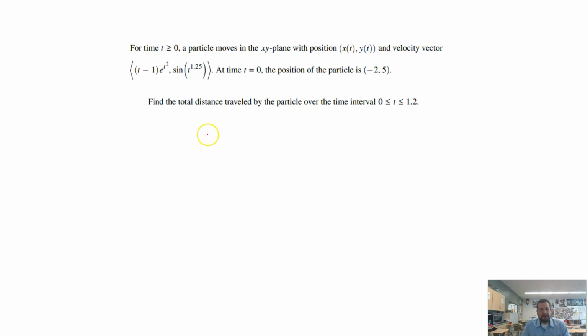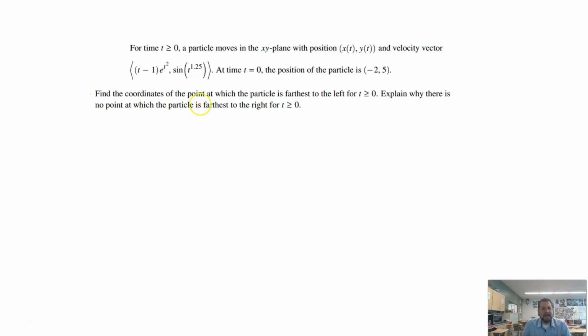Letter B wants to know the total distance traveled by the particle from time equals 0 to 1.2. Because this is a parametric equation and not just a normal function, we use a slightly different formula, but it's still pretty easy. We just take the integral of our speed function from 0 to 1.2, and when you do that, you get 1.0009 or something like that, so it rounds to 1.01. There's your answer for letter B. Again, A and B are pretty easy.